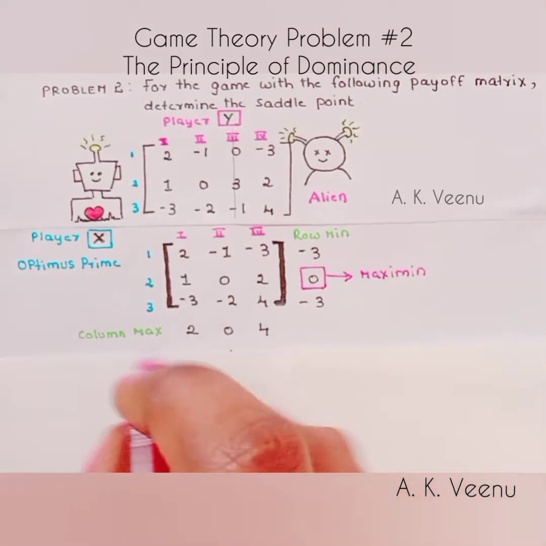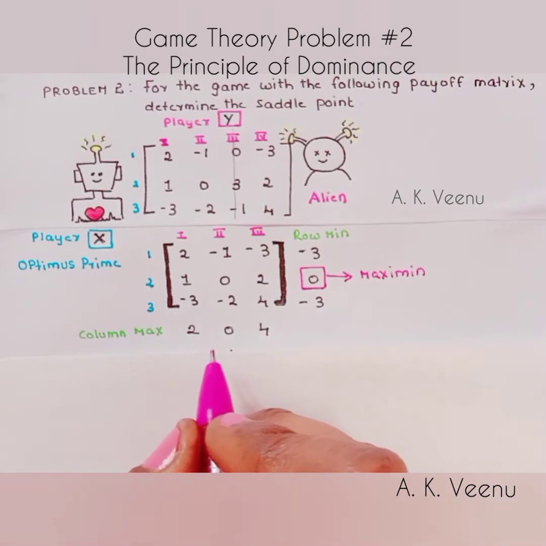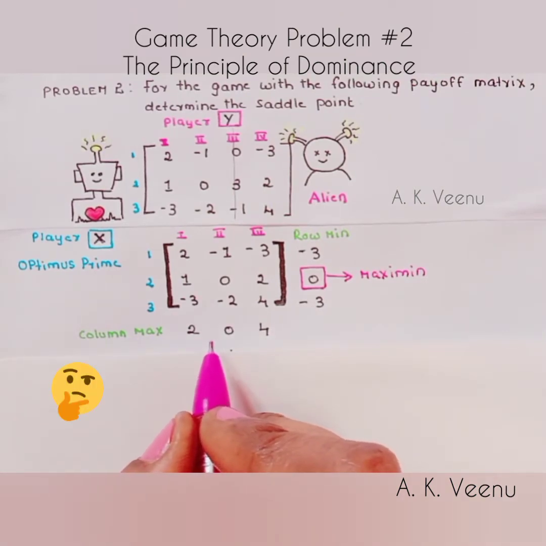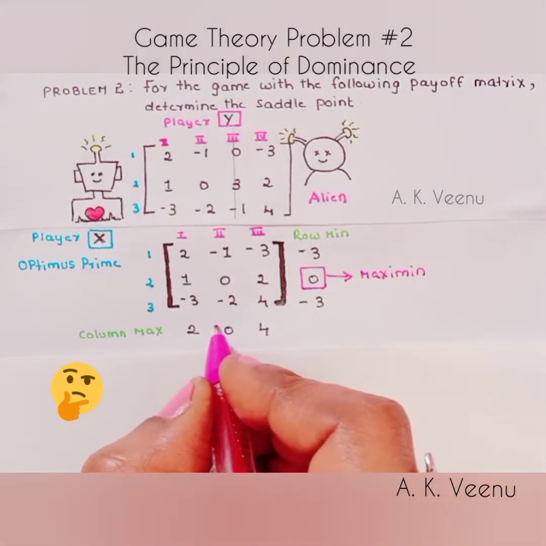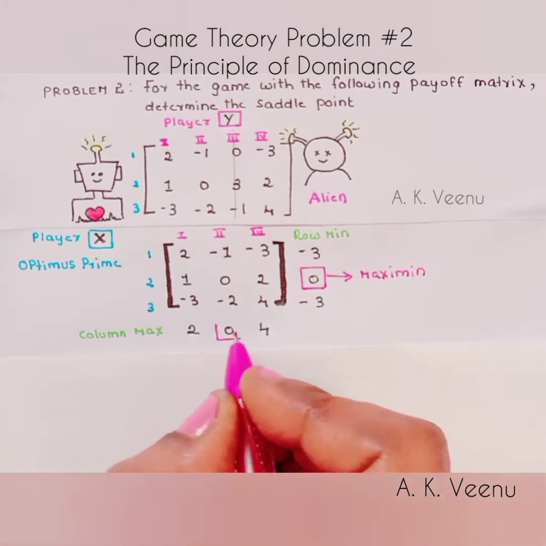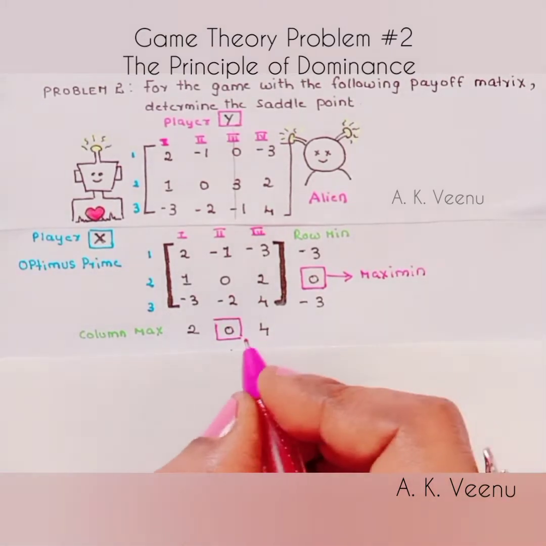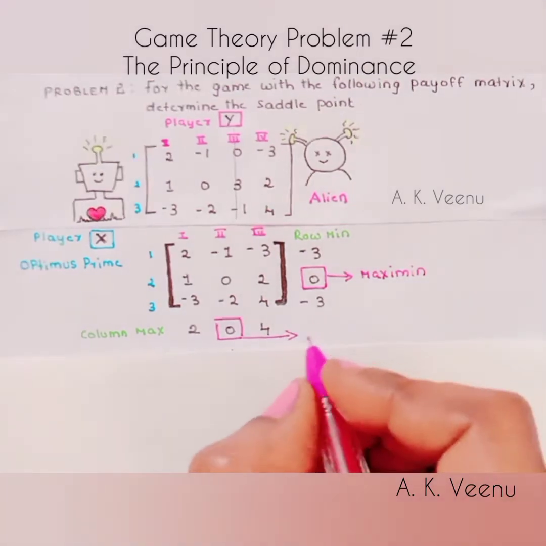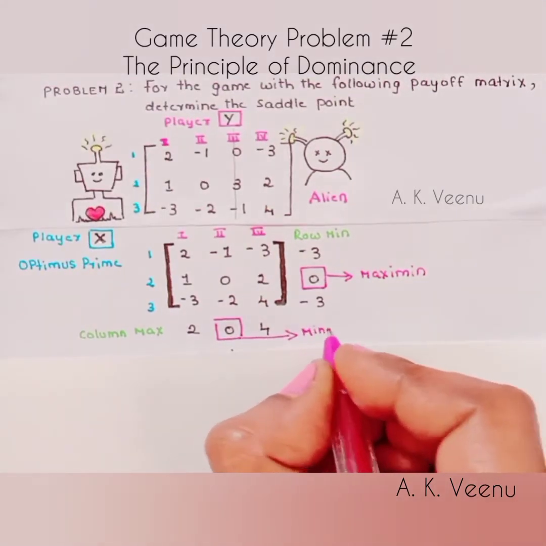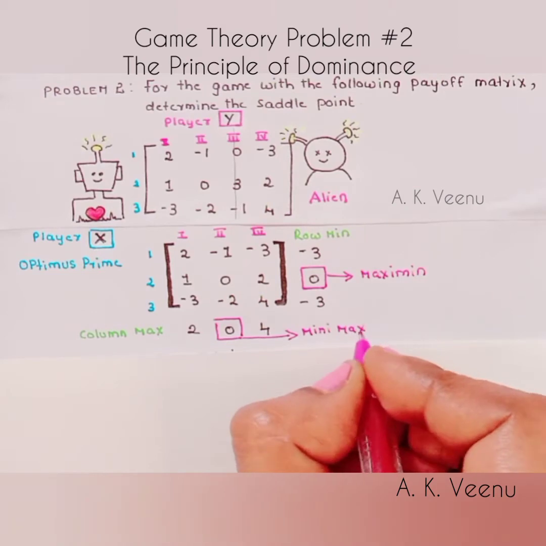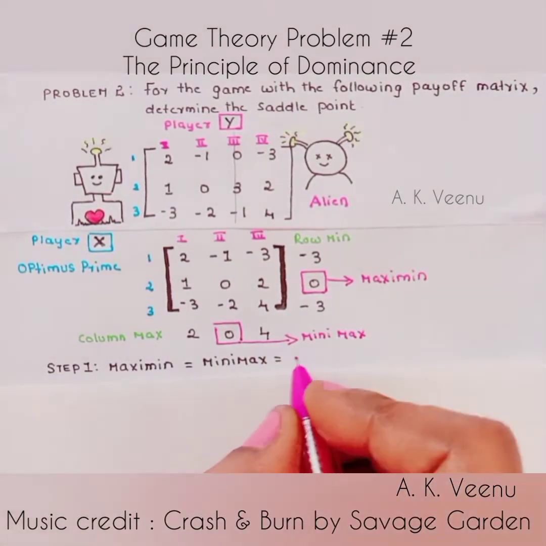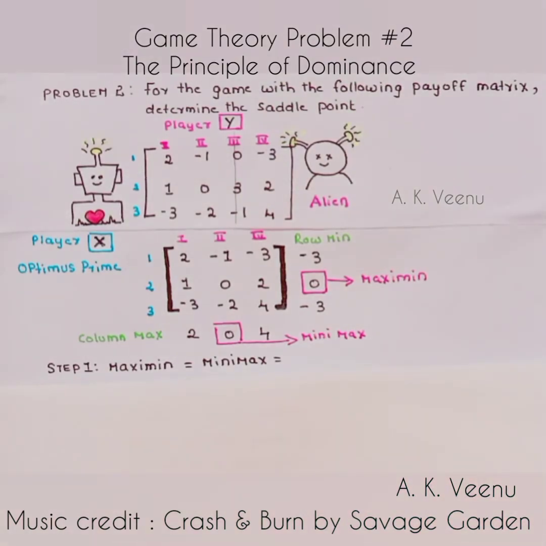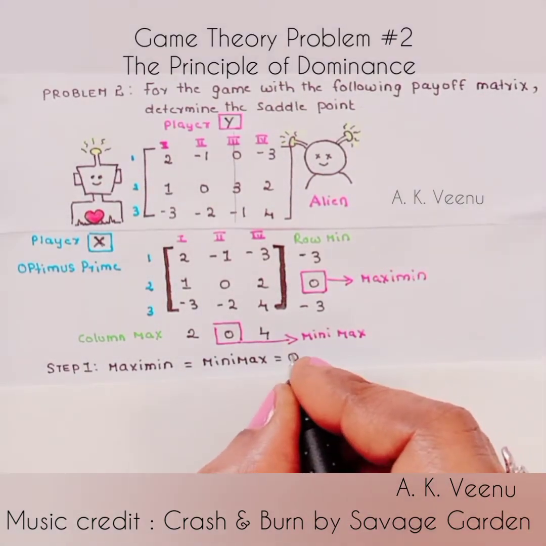Now let's do the same with the column max and ask the same question. Mirror, mirror on the wall, which is the least number of them all? And the answer again is 0. So let's demarcate 0 and call this minimax. We see that maximin is equal to minimax, which is equal to 0.